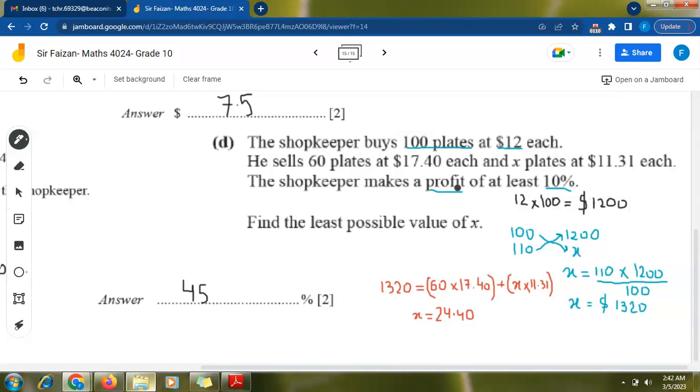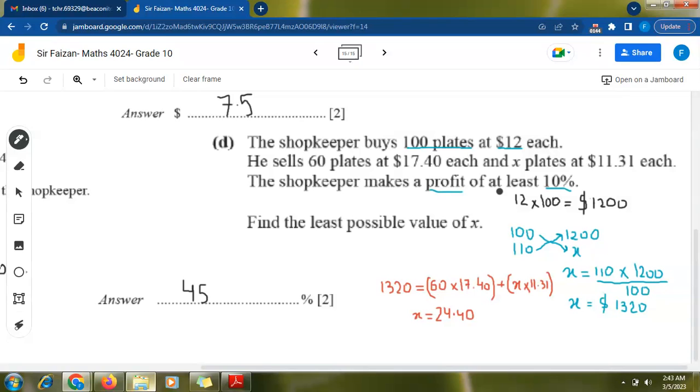So let's just begin the solution with the first line. In the first line, the information is 100 plates and $12 each. So we can use this information to find out the initial investment, how much the shopkeeper has paid to buy 100 plates. So we will just multiply 12 and 100. So we will get $1,200. $1,200 is the amount which the shopkeeper has spent, or we can say that $1,200 is the initial investment of the shopkeeper. And on this initial investment, he makes a profit of at least 10%.